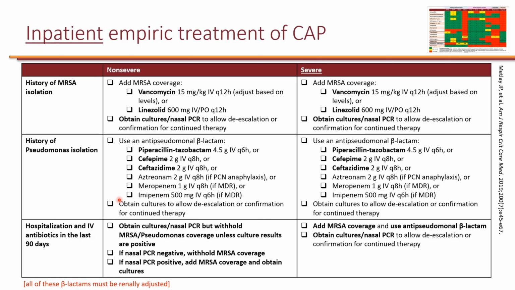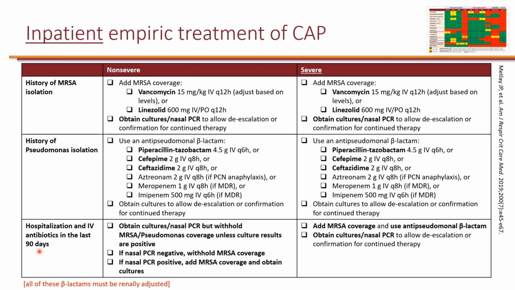Now, it is important to obtain cultures to allow de-escalation or confirmation for continued therapy. In other words, if you do not grow Pseudomonas on the culture, then you can de-escalate back to ceftriaxone. Or if you did grow Pseudomonas, then you know that you had made the right decision, and then you will continue the anti-Pseudomonal coverage.